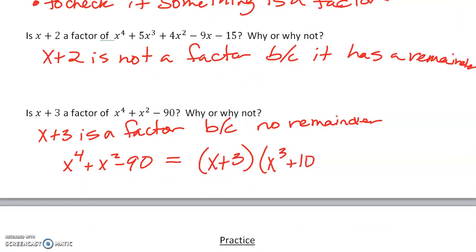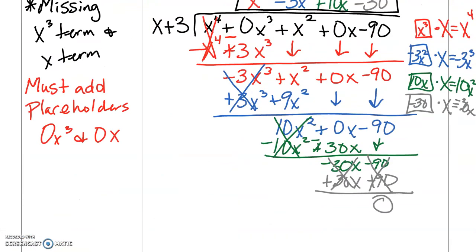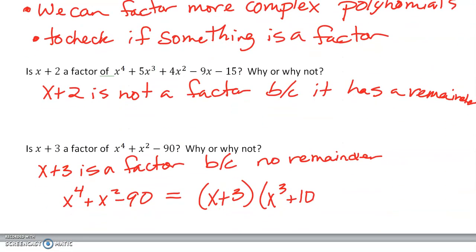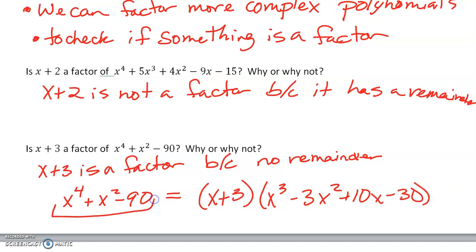Okay? So I can say that this factors... Oh, that was too hard. I should have written it down. Minus 3x squared plus 10x minus 30. Okay, so I can say that this here would factor to this here.